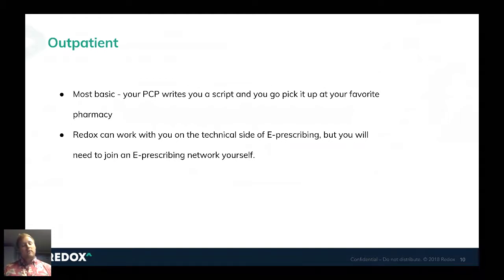In this world of technology for outpatient medications, there are e-prescribing networks. If you've ever had a medication e-prescribed and the doctor says, okay, where do you want this sent to? It's utilizing one of those networks. So Redox can help you with the technical component of joining one of those networks, but there's also a business side that you'll need to figure out. If you're interested in talking about that, we have a link at the bottom of the webinar to set up a one-on-one conversation, and that would be something we could talk through.